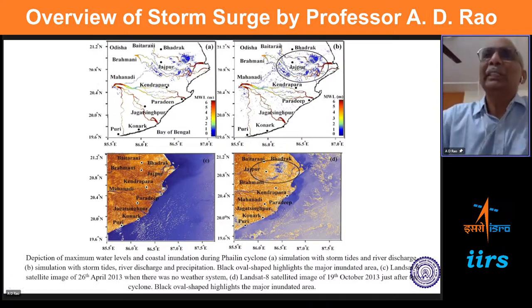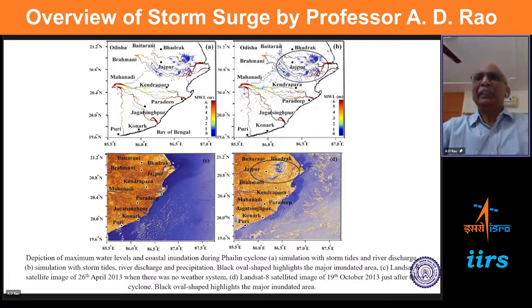What I am showing is how you can validate. Basically, inundation is a very tricky business. You cannot compare with ground truth data also, because it doesn't give the depth of the water levels, but it gives the spread through satellite.